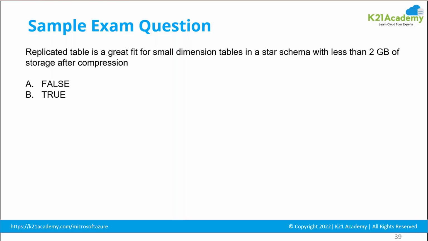A replicated table is a great fit for small dimension tables in a star schema with less than 2 GB of storage after compression. Absolutely true. If your table is using Columnstore archival compression, and after using it the size of the table is less than 2 GB on the storage, then it is good to be a replicated table. It can go into the RAM of the compute nodes. You can put it into the RAM of the compute nodes fully. No problem, right? So that is true. Yes, you can take it.